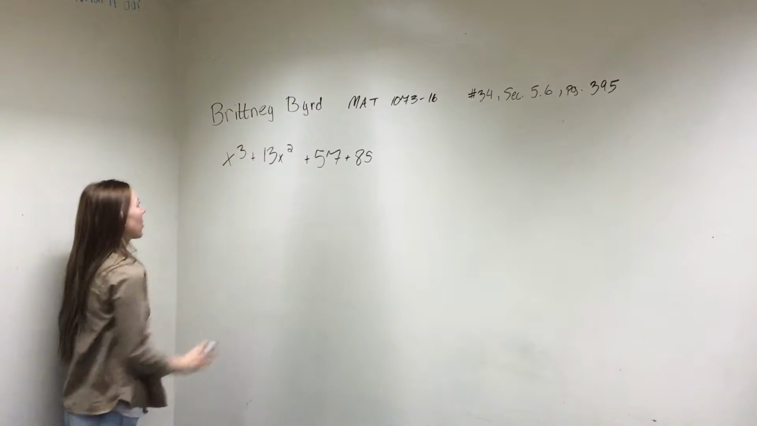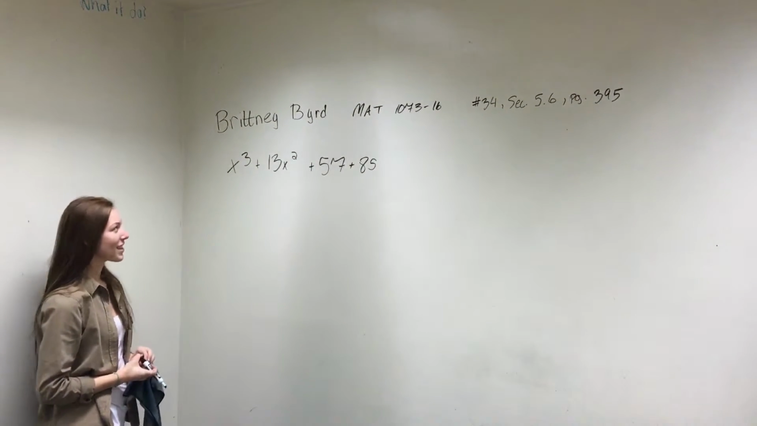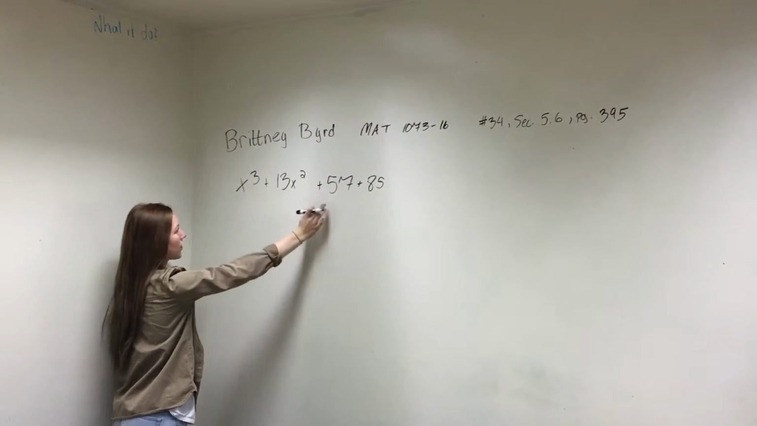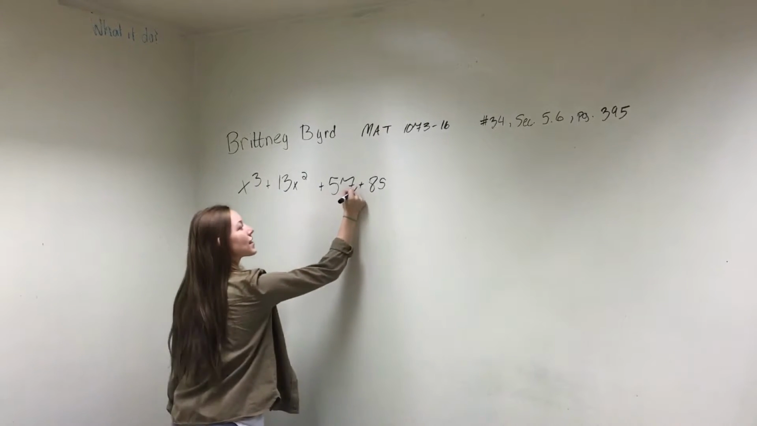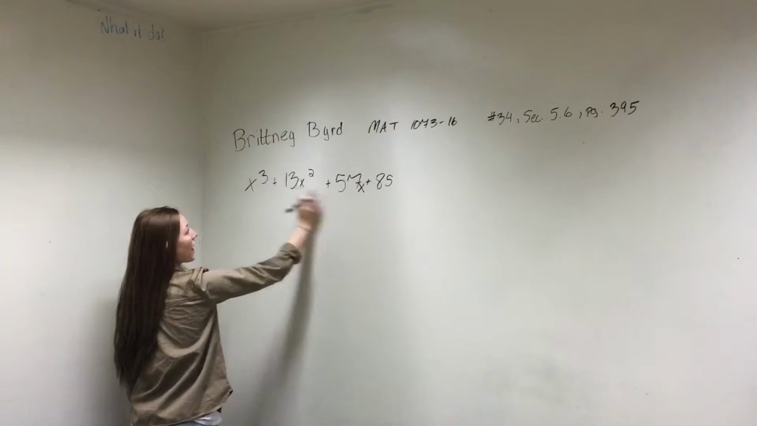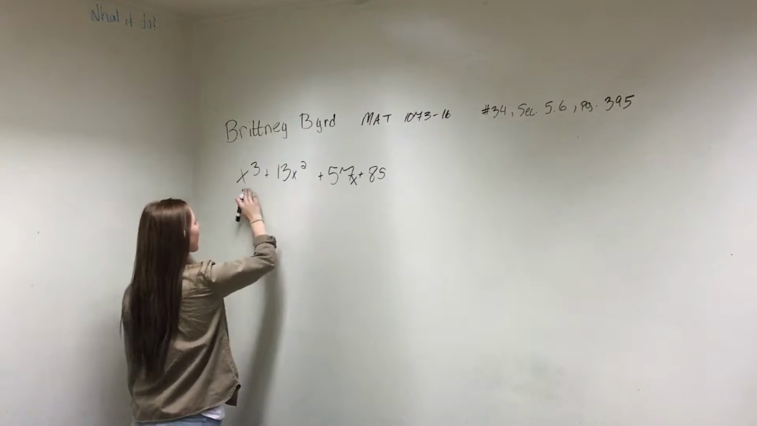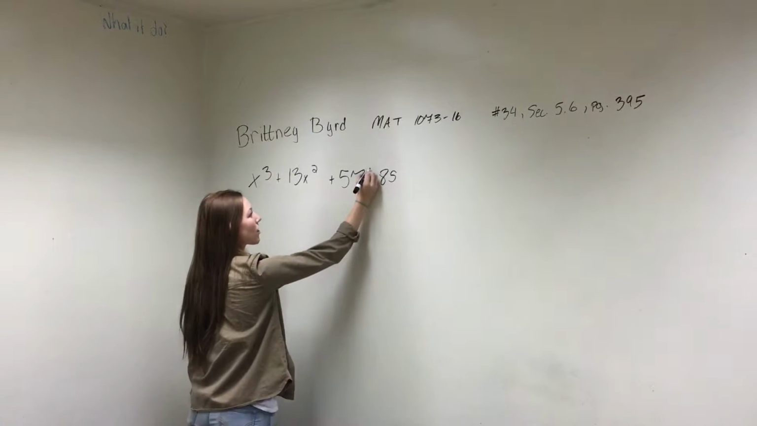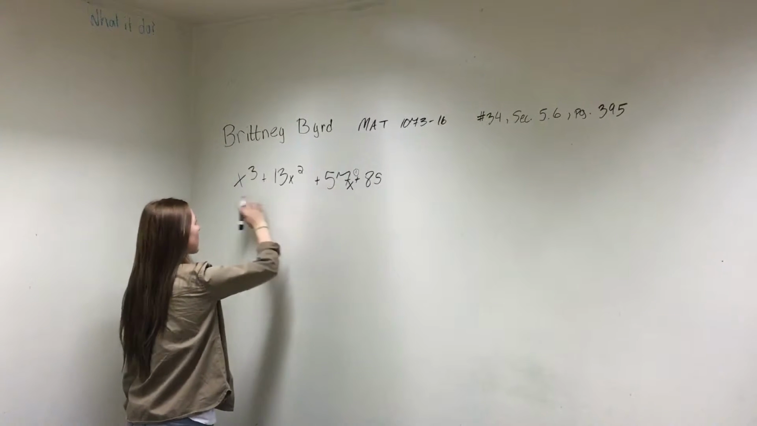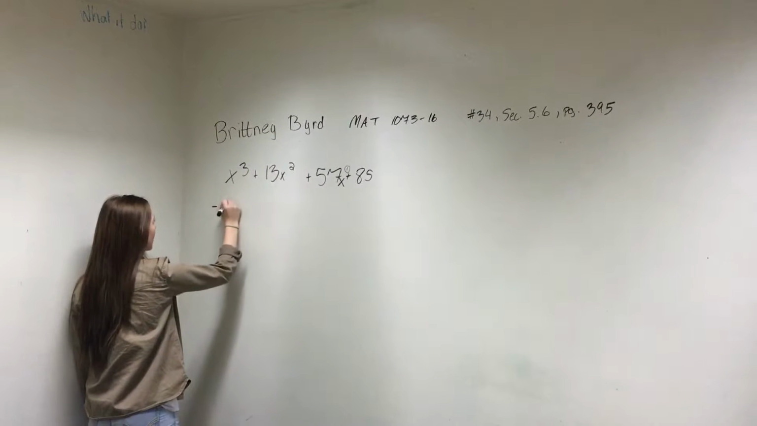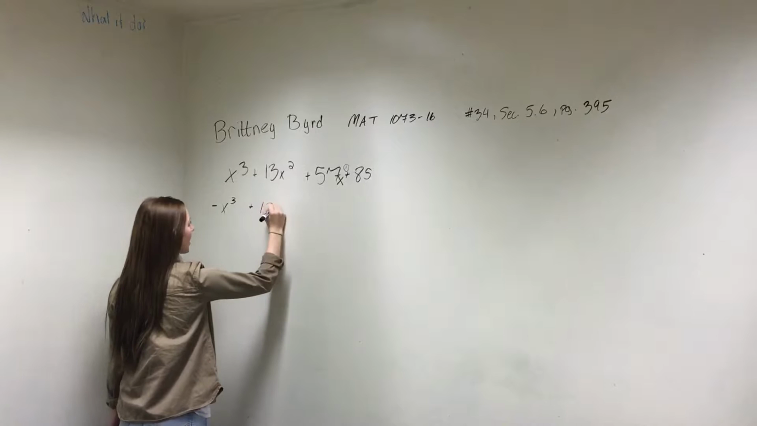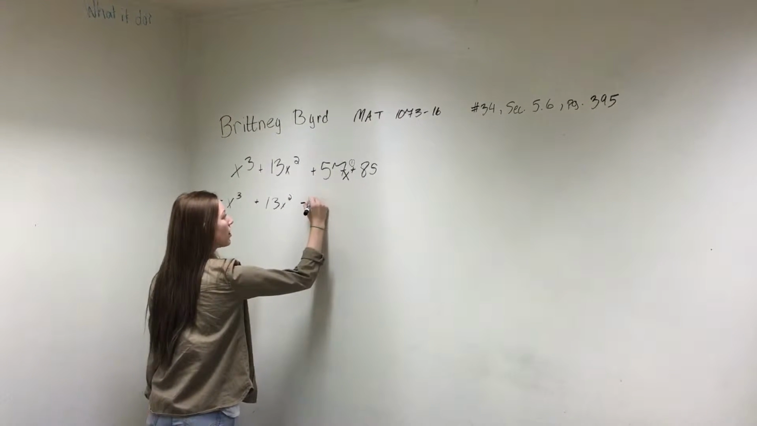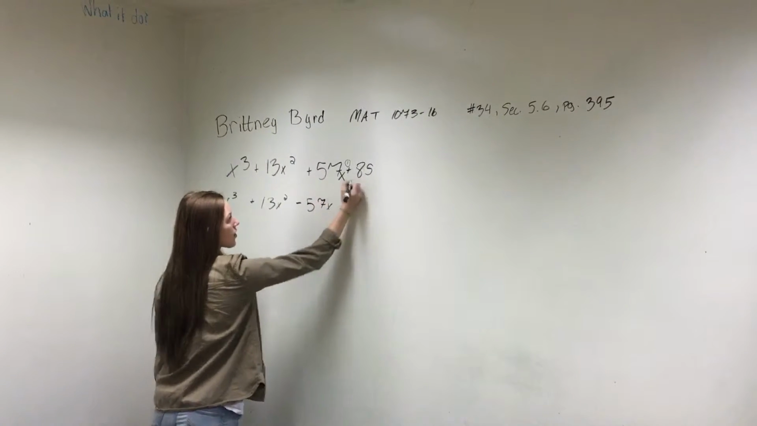So now we do Descartes' rule of signs. You take the ones that have an odd exponent and you change the signs of those. Since this is x to the third and this is x to the first power, you change the signs of these two. So this is negative x to the third plus 13x squared. This one doesn't change. This one does change to a negative, and then this one doesn't change.